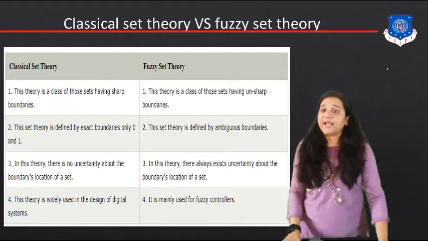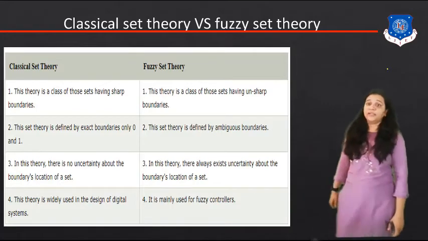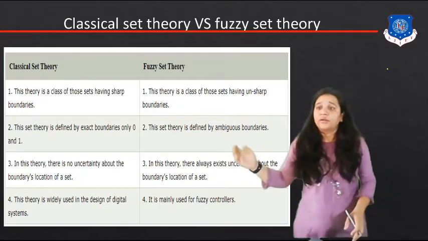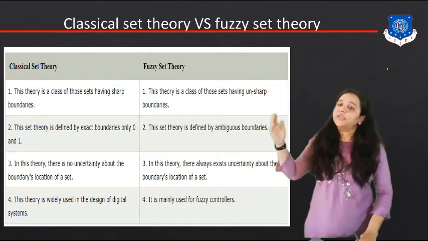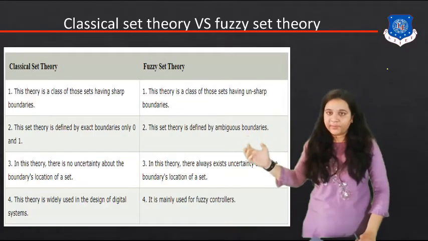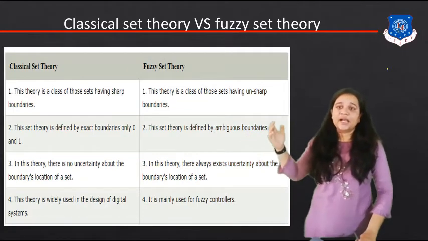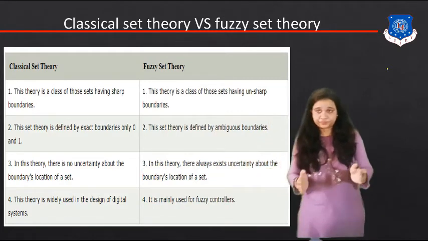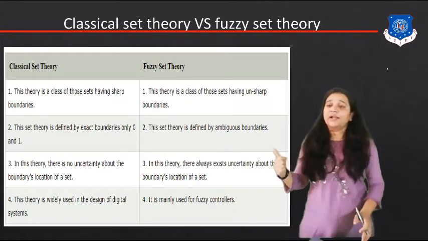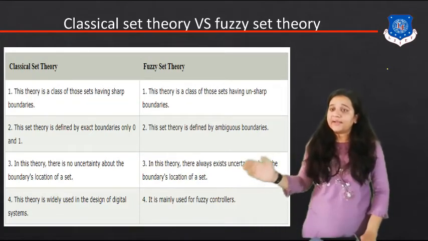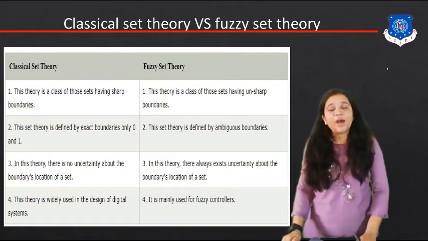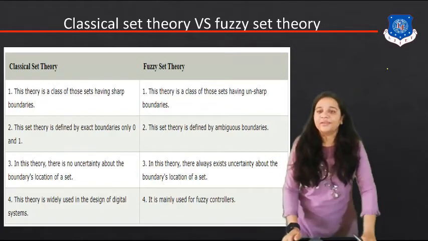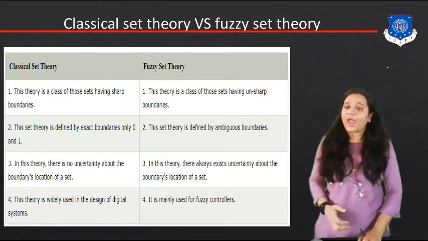Now next one is the classical set theory versus the fuzzy set theory. Which one is better for which application? So first, classical set theory is a class of sets having a sharp boundary. Okay, and fuzzy set theory is the class of sets having an unsharp boundary. So we can decide the boundary using the classical set theory. Now the classical set theory is defined by the exact boundary, only 0 and 1, and the fuzzy set theory is defined by the boundary between 0 and 1.